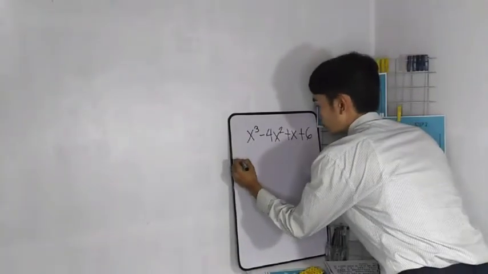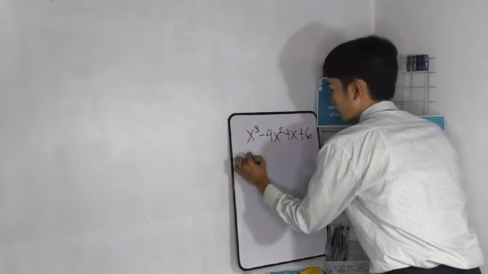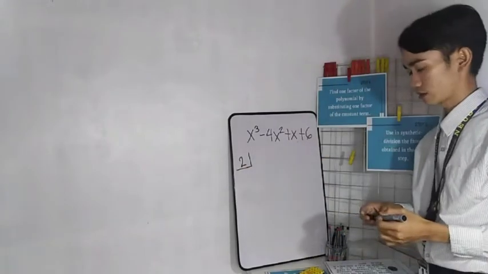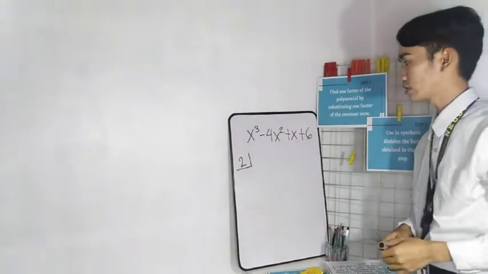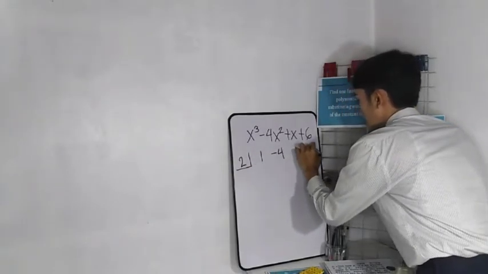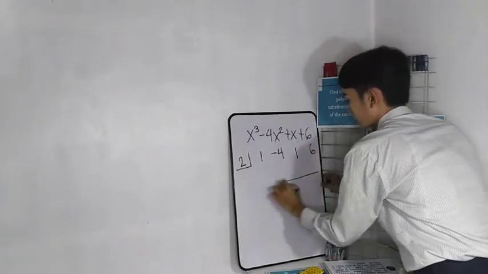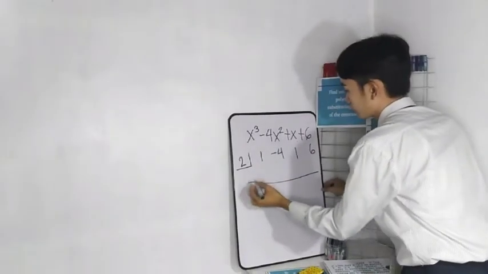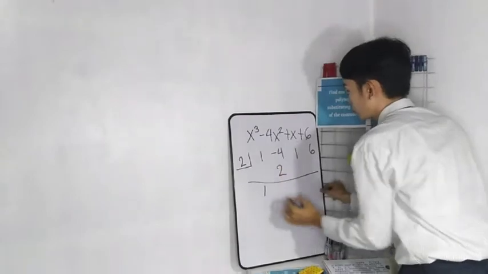So we have 2 as our divisor, and just copy the coefficient in our given polynomial. So we have here 1, negative 4, 1, and 6. Just bring down 1. Multiplied by 2 is equal to 2.